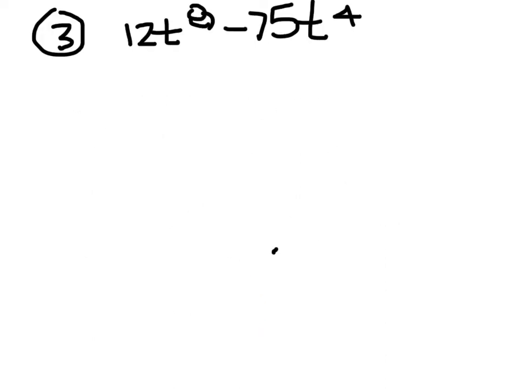When factoring a higher degree polynomial, look to factor out a GCF. In example 3, we can look to the coefficients and the variables for our GCF. 12 and 75 have a greatest common factor of just 3. t to the 8th and t to the 4th, because they are variables, we'll have a GCF of the t to the lower of the two powers.